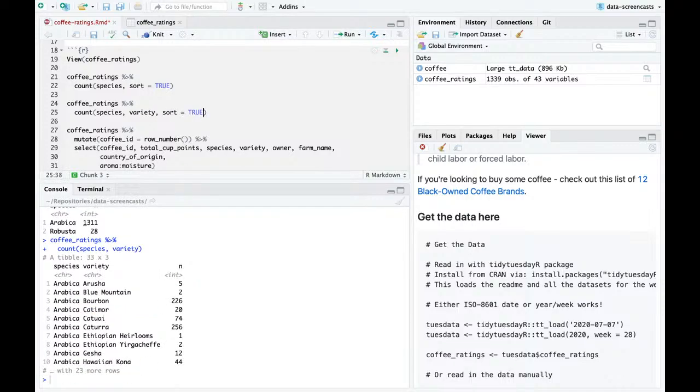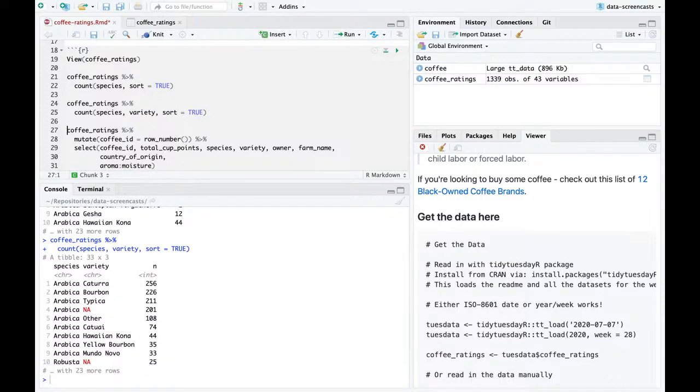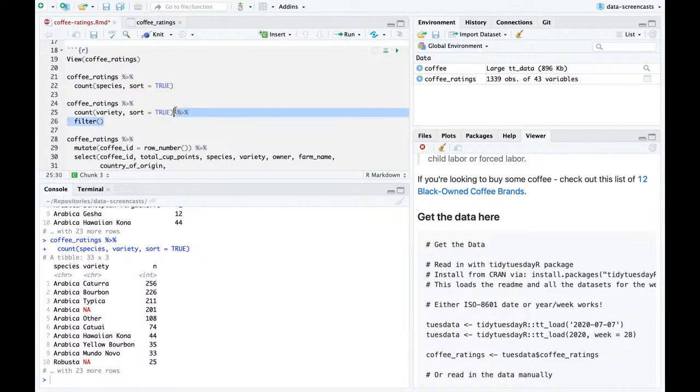Vast majority Arabica. Okay, so species is not going to give us all that much information. Let's look at species and variety together. And I forgot to sort. All right, this variety looks like it might be one of the more interesting ones. So I might filter out Robusta. I'm not going to use Robusta because it doesn't seem to have a variety, and it's not all that common.